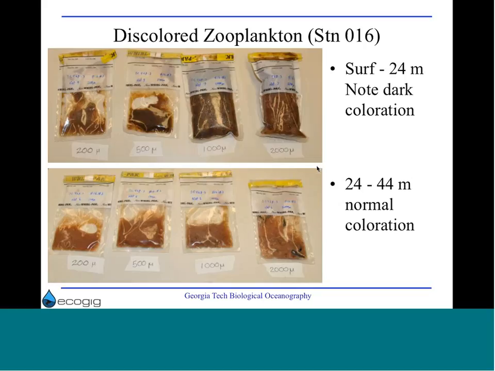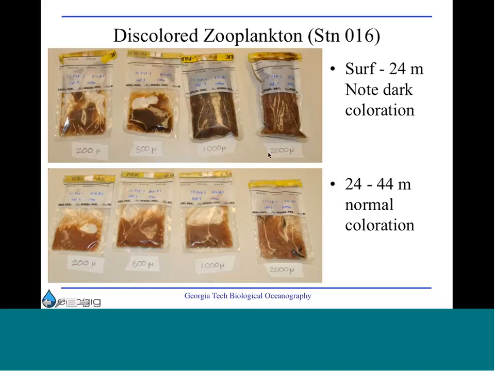First off, in 2010, the samples looked odd. They actually smelled a little odd. So when we process our samples, one of the things we do is we take splits from our nets and we freeze them for later isotopic analysis. What I'm showing you here are the samples from two different nets. The uppermost net sampled from the surface to 24 meters depth. The lower set of bags contain samples from the next lowest net, which sampled between 24 and 44 meters depth.